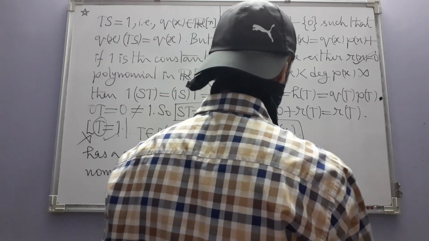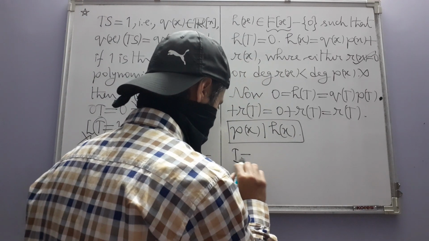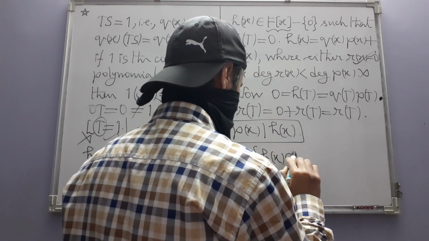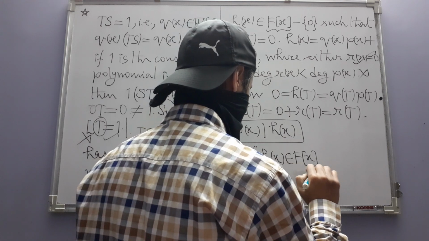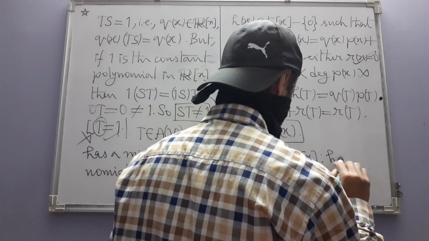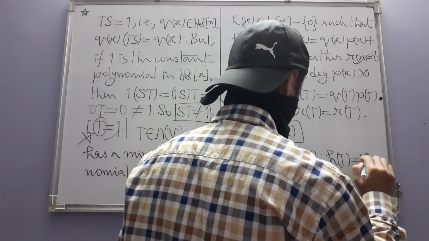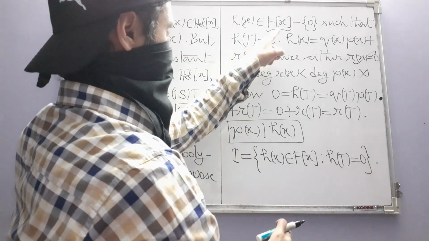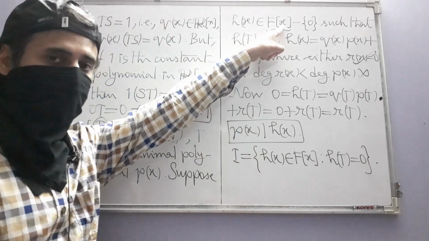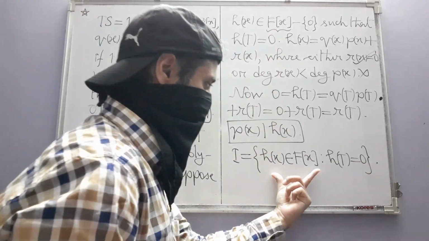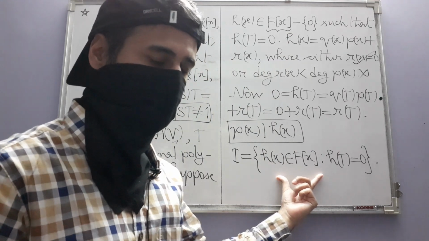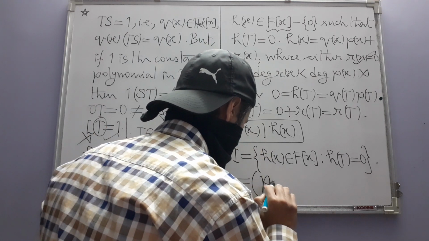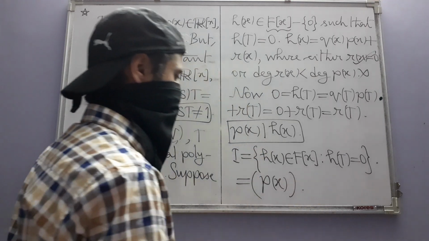In fact, if one considers the set of all polynomials that T satisfies, then this becomes an ideal in this Euclidean ring, and as such it is a principal ideal, which is in fact generated by such a minimal polynomial.